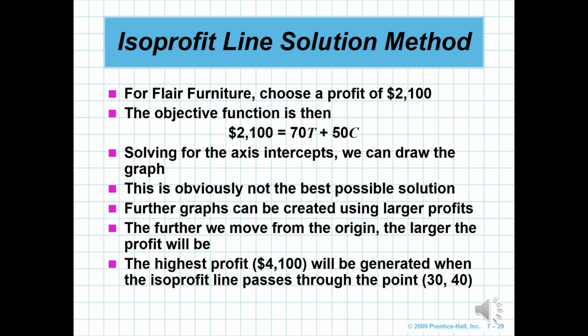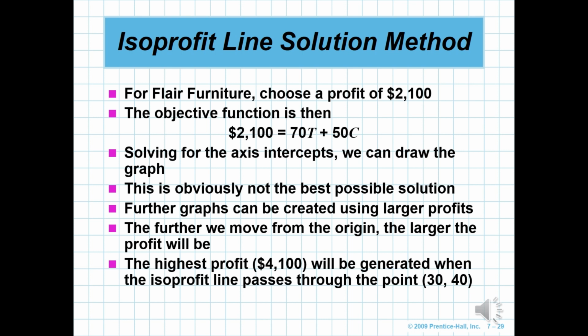Solving for the intercepts, we can draw the graph. This is obviously not the best possible solution. Further graphs can be created using larger profits. The further we move from the origin, the larger the profit we will get. The highest profit, 4,100, will be generated when the iso-profit line passes through the point 30, 40.